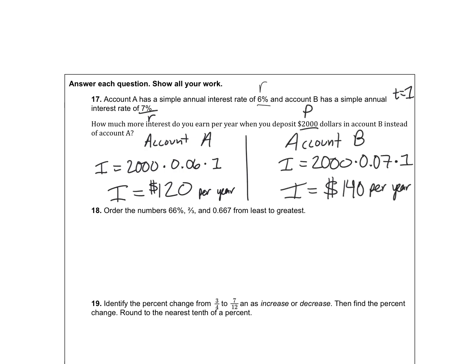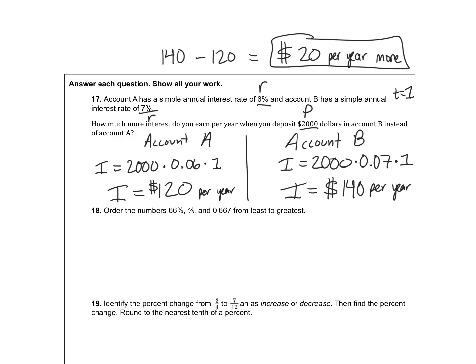So we would say, how much more interest do I get in account B instead of account A? Well, if I get 140 in B and only 120 in A, that means I get $20 per year more in account B.